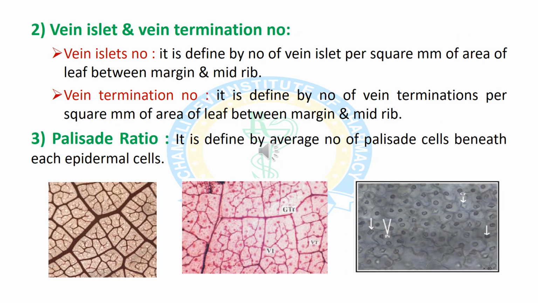Second leaf constants are vein islet and vein termination number. Vein islet number is defined by the vein islets which are present in per square mm of area of leaf between margin and midrib. Second is vein termination number. It is defined by the number of vein terminations which are present per square mm of area of leaf between margin and midrib. Third leaf constant is Palisade ratio. It is defined by the average number of Palisade cells which are present beneath each epidermal cell.